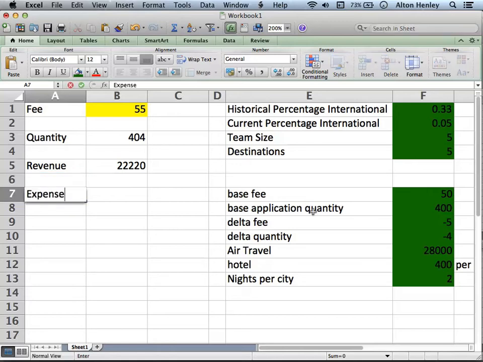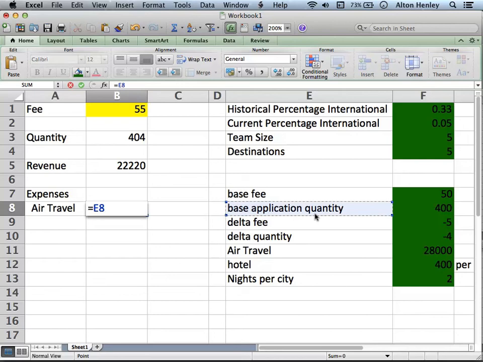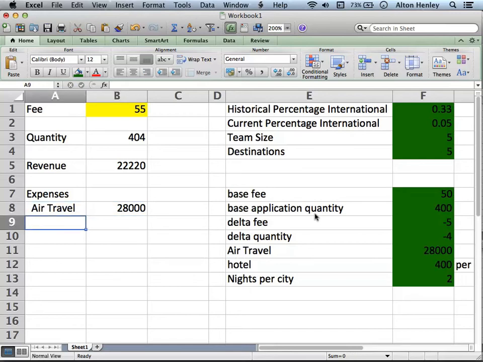The expenses, we have air travel, which is just a direct reference. For those of you who just put the $28,000 in there directly instead of making a reference to the fact, I'm going to take a couple of points off of that. When it comes to the model part, there are no numbers directly in our model. All of our numbers that we're typing in ourselves are going to be in color-coded areas. That's something I'm going to have to be adamant about. So we have air travel, and the other thing was the hotel.